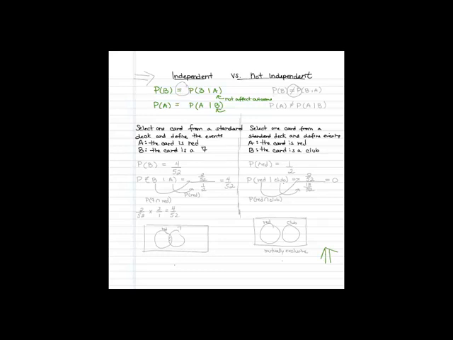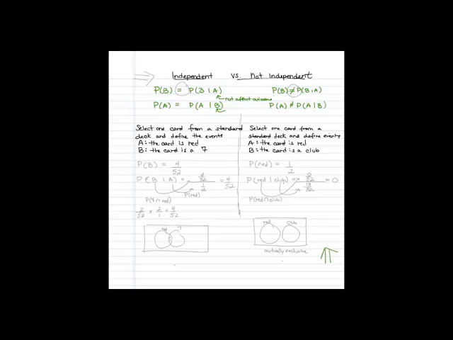If it fails, then it's considered not independent. So that would be where the probability of an event occurring does not equal that event occurring given something else. And I'll give you some of these examples so that you can see.